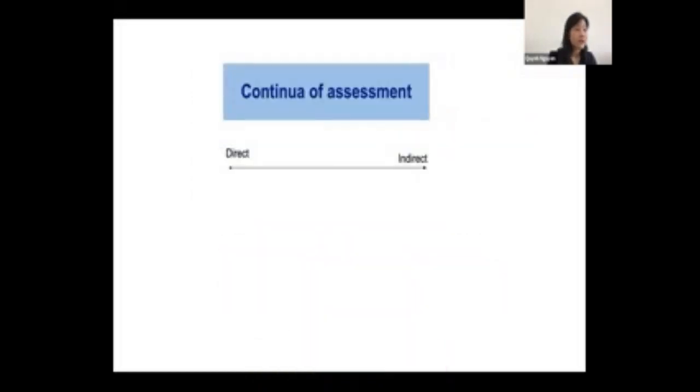Yeah, in fact, I agree with Huyen. This actually refers to the so-called continuum of assessment for the direct and indirect. By definition, direct means the test construct, right? In other words, the competence that we want the student to perform is actually produced by performing the test task.